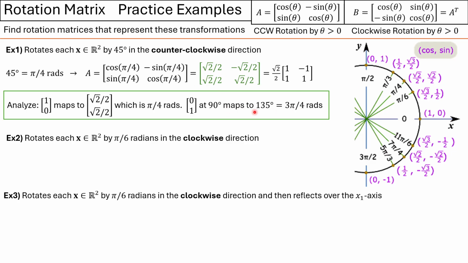Same thing here. You could do the same thing with (0, 1). If you rotate that 45 degrees counterclockwise, you do end up exactly where you're expecting, at the point (negative root 2 over 2, positive root 2 over 2).